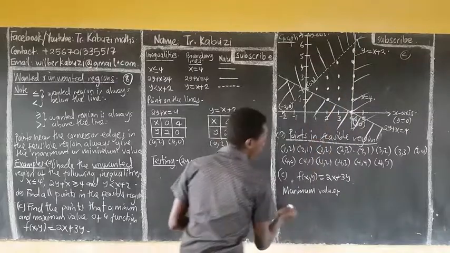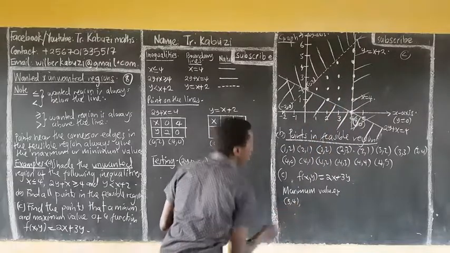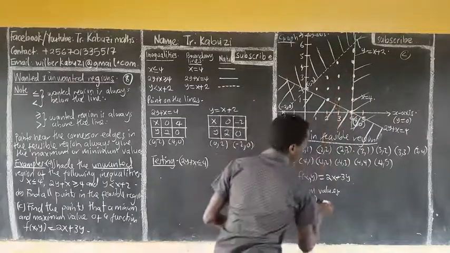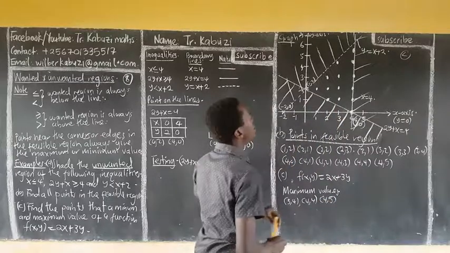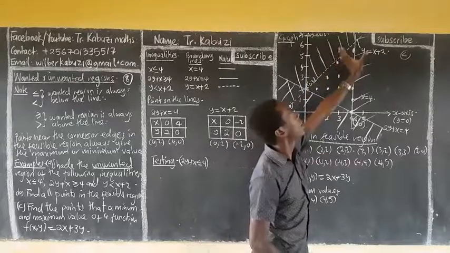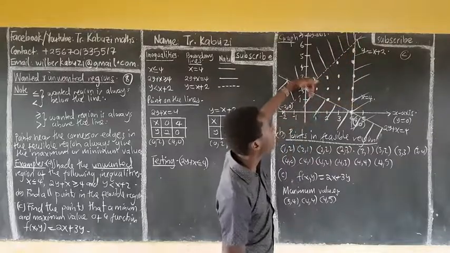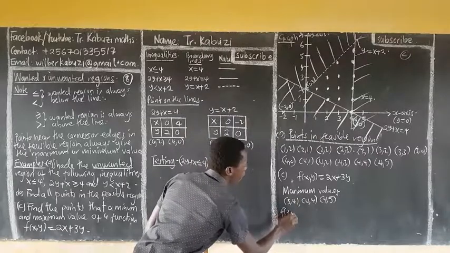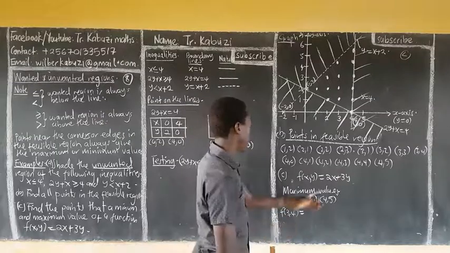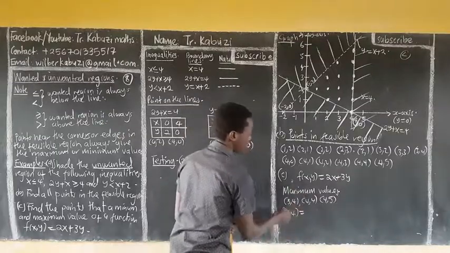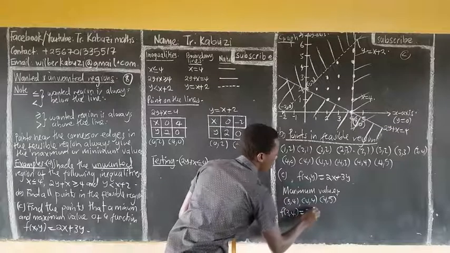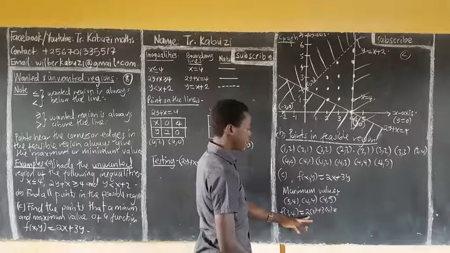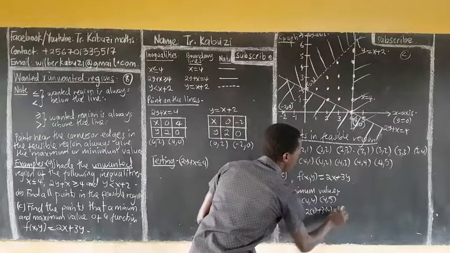So I test 3, 4. I can test for 4, 4, or I can test for 4, 5. If you want the maximum, always test these upper points. If you want the minimum, always test these lower points. So let me see f of 3, 4. I'm adding 2 times 3, which is 6, plus 3 times 4, and I think it's giving me 18.